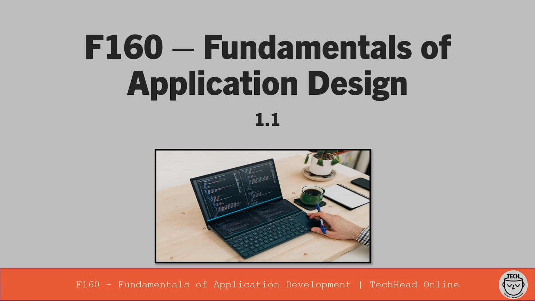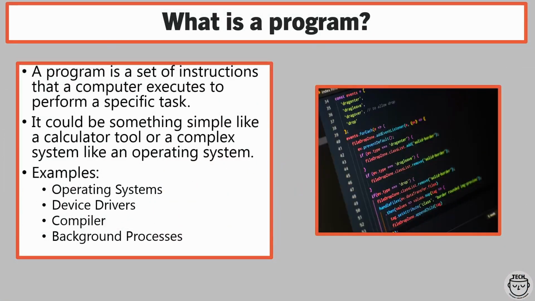We'll start with Topic Area 1, types of software used in application development. Specifically in this lesson, programs, applications and their devices. So what is a program? A program is a set of instructions that a computer executes to perform a specific task. It could be something simple like a calculator or a complex system like an operating system.